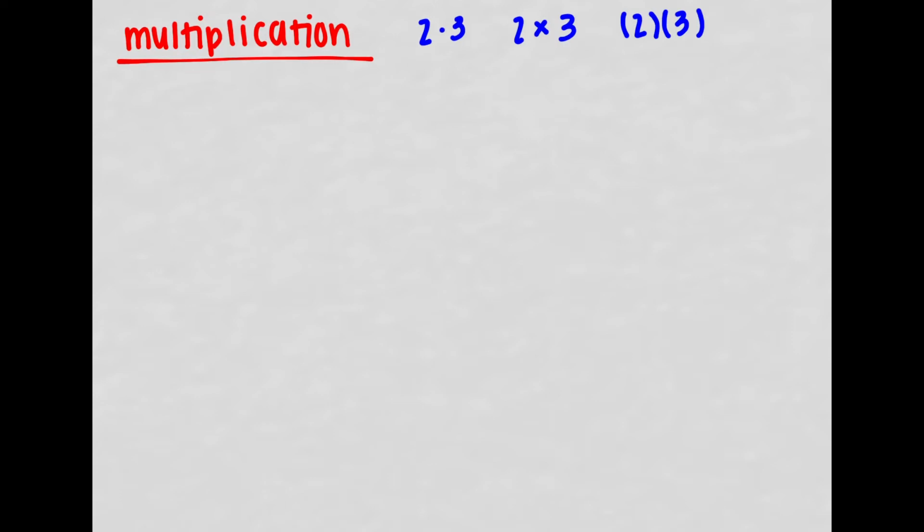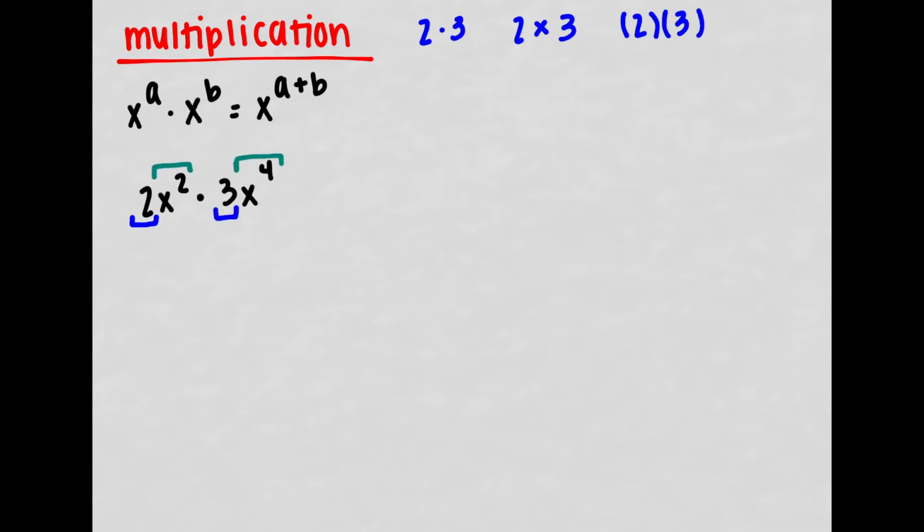So what your multiplication rule says is if I have 2 things with the same base, in this situation x to the a times x to the b, you're going to add those exponents, so x to the a plus b. My example here that I'm going to use is 2x squared times 3x to the 4th. So I have a couple different parts here. The first thing I have is my coefficients, 2 and 3. And the second are the x squared and x to the 4th.